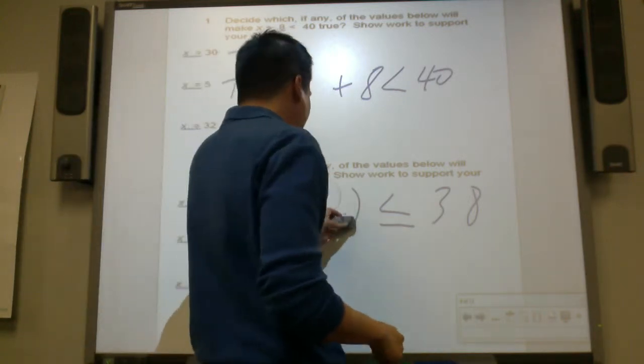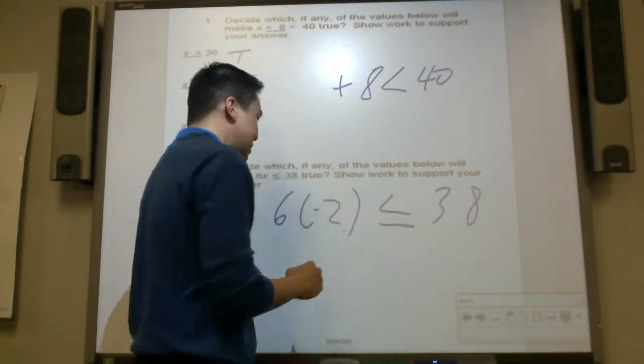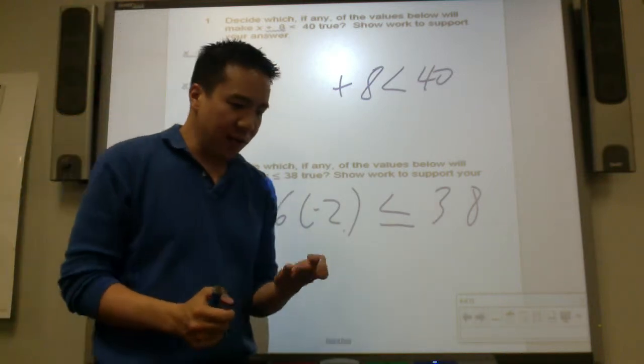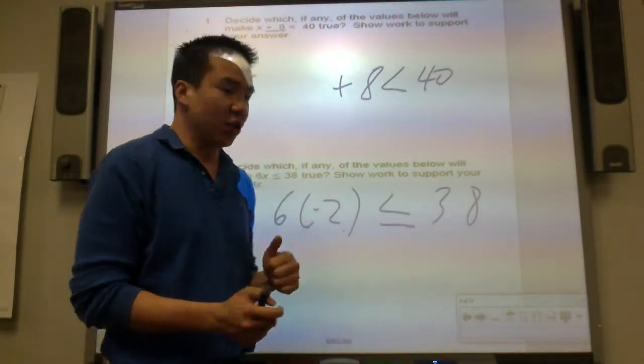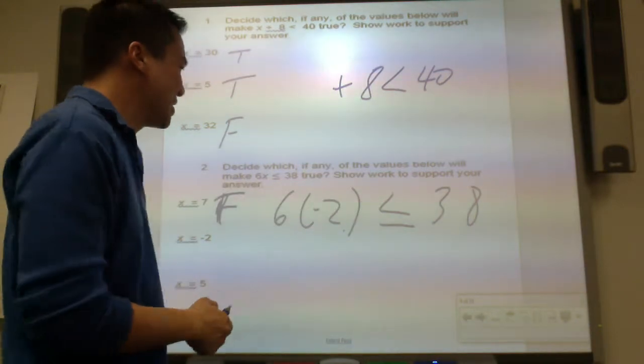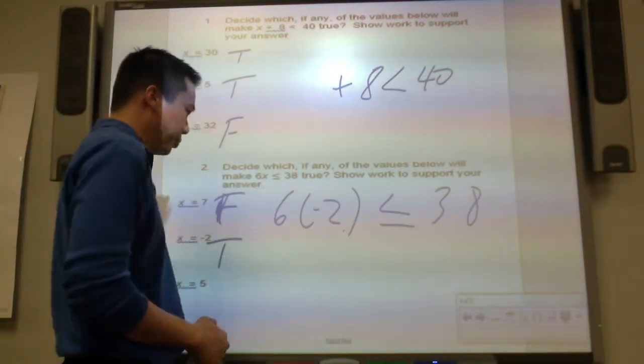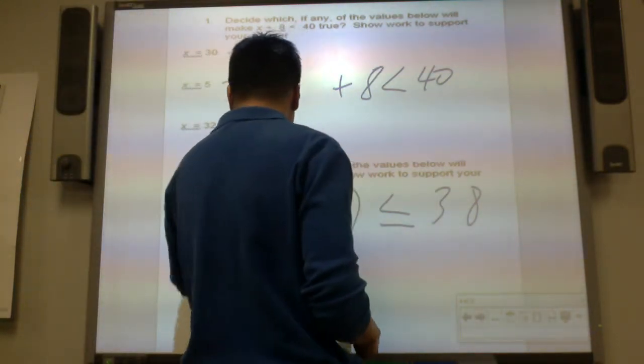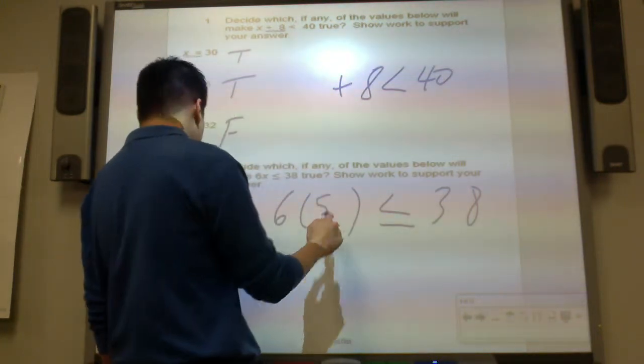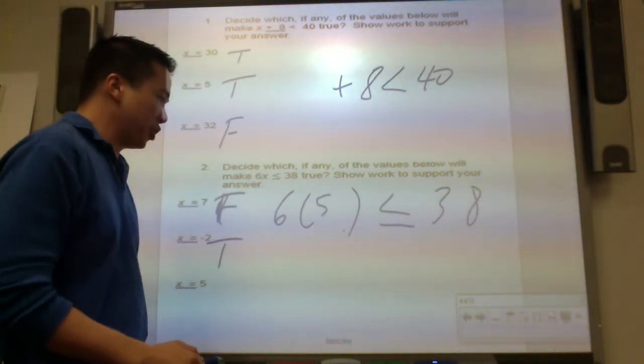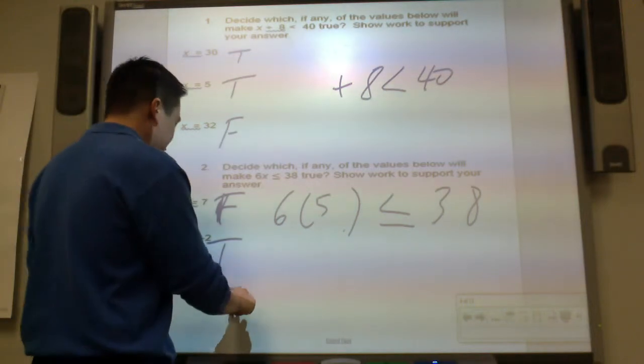Replace this x with -2. 6 groups of -2. So -2, -2, -2, -2, -2, -2, that's -12. Is -12 less than 38? Definitely true. And next, replace the x with 5. Is 6 groups of 5, which is 30, less than or equal to 38? Definitely true.